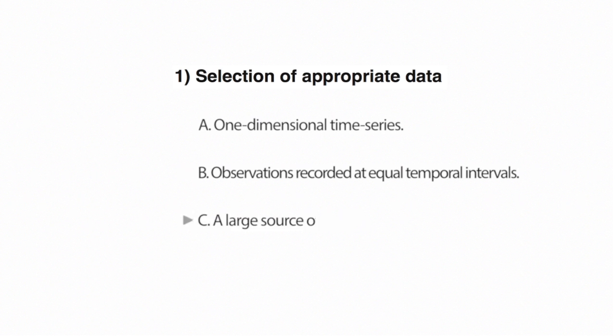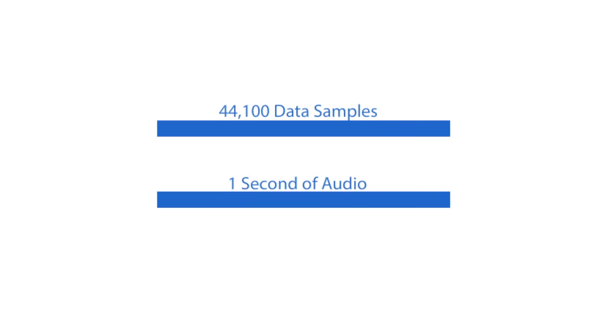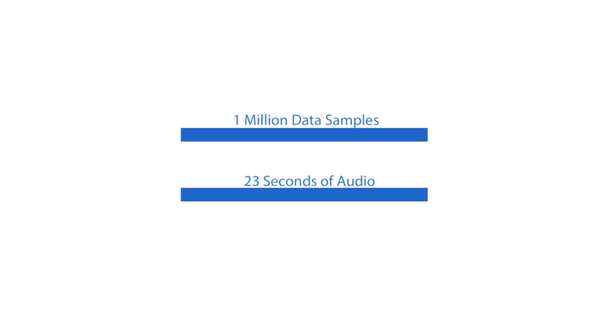A large source of available data is also preferable, and this is due to the extremely high sampling rates that are used when playing back digital audio. 44,100 data samples are equivalent to 1 second of audio at the standard rate of sound file playback, that is to say, the sampling rate of CD quality audio. This means that we can auditorily assess 1 million data samples in approximately 23 seconds.